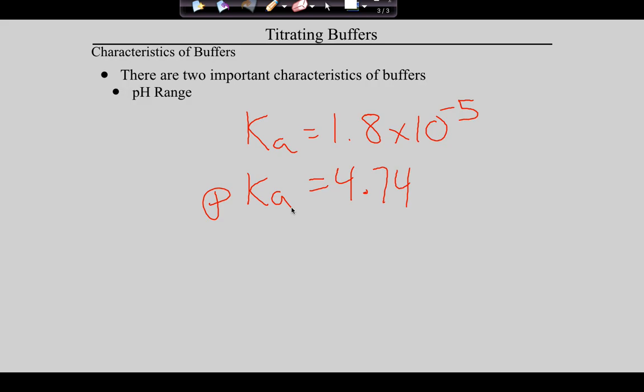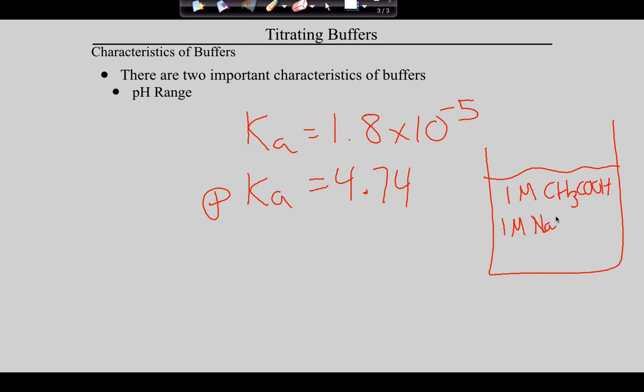So imagine this. I've got to draw a beaker. So guys, inside our beaker, let's say that we have 1 molar acetic acid and 1 molar sodium acetate. What will its pH be? 4.74. Let that soak in. Do you see where this is headed?